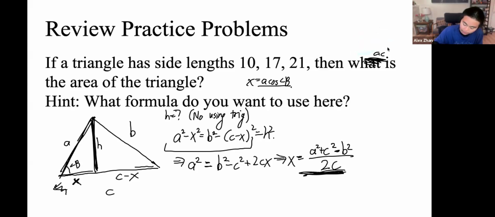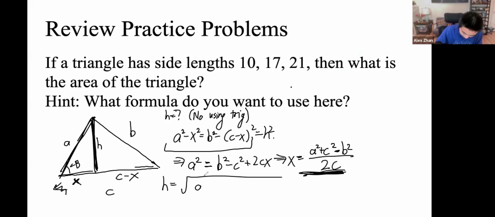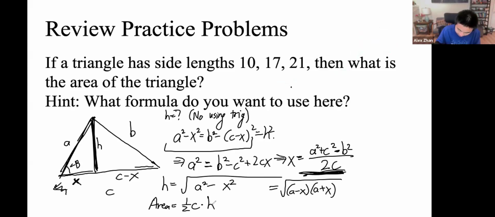But now past all that, now that we have x, we can finally solve for h. H is equal to the square root of a squared minus x squared, and that is also, by difference of squares, equal to the square root of (a minus x) times (a plus x). And then finally, the area is going to be 1/2 c times h.